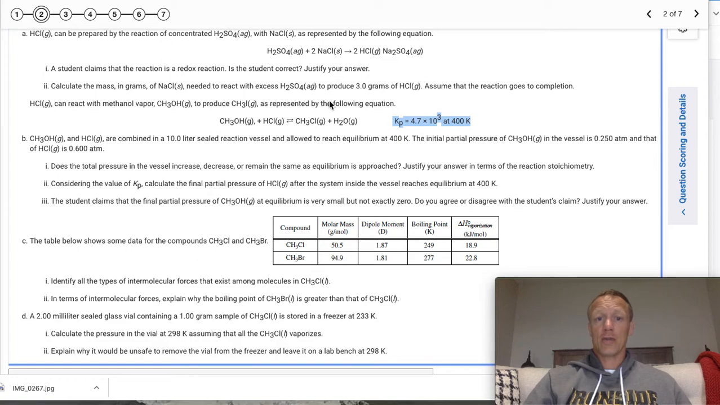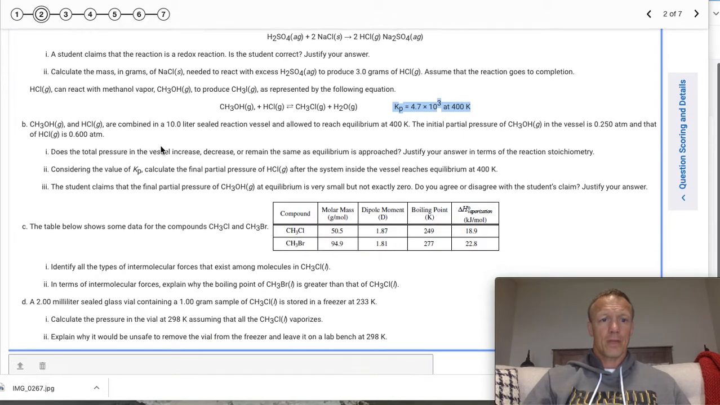Remember, it is equilibrium. So equilibrium does not mean equal amounts of things at the end. It means that the forward reaction is happening at the same rate as the reverse reaction. It doesn't mean the same number of moles are going back and forth, but the same rate is happening there. It gives you some information here. It tells us the initial pressure, tells us the size of the vessel, and tells us the pressure of HCl. So it tells us 2 pressures there.